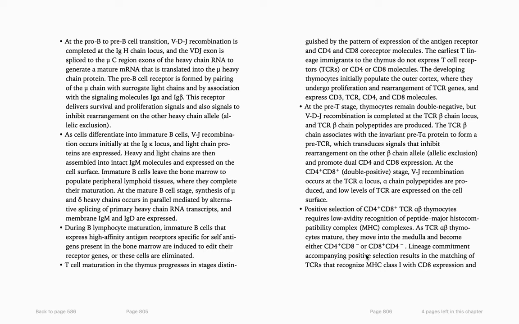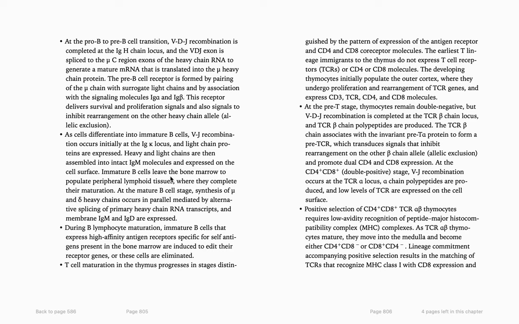The pre-B cell receptor is formed by pairing of the mu chain with the surrogate light chain and by associating with the signaling molecules IG alpha and beta. This receptor delivers survival and proliferation signals and also signals to inhibit rearrangement of the other heavy chain allele, or allelic exclusion. As the cell differentiates into an immature B cell, VJ recombination occurs initially at the IG kappa locus, and light chain proteins are expressed. Heavy and light chains are then assembled into the intact IgM molecule and expressed on the surface.